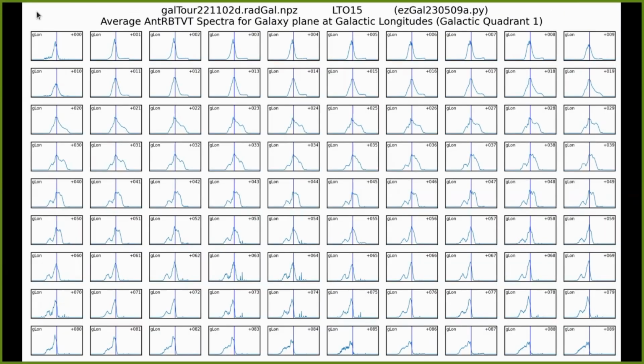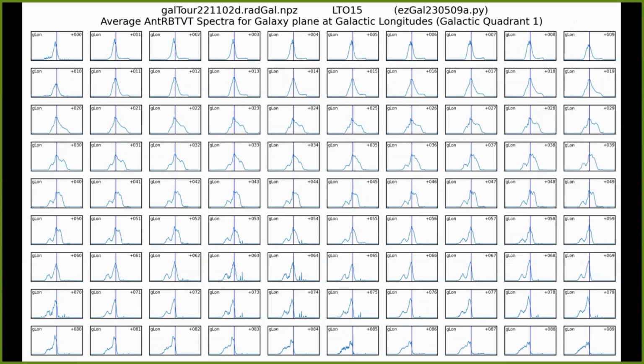There are 360 degrees of galactic longitude, and you can get a plot for each one. Here's for 0, here's for 1, and we count all the way up to galactic longitude plus 89. ezGal provides 3 more pages of this. This is only the first 90 degrees. That's called galactic quadrant 1.